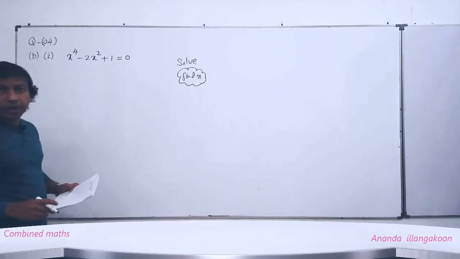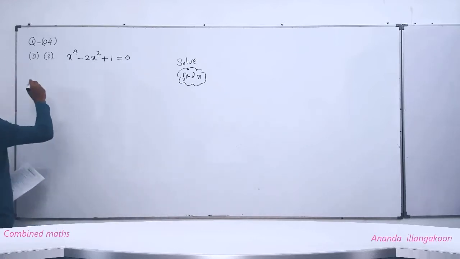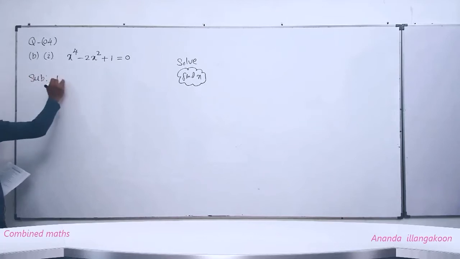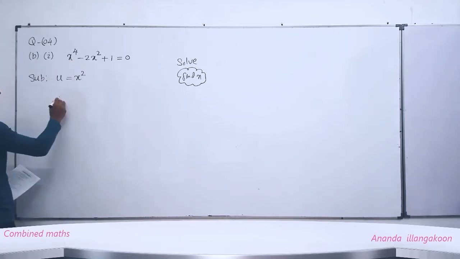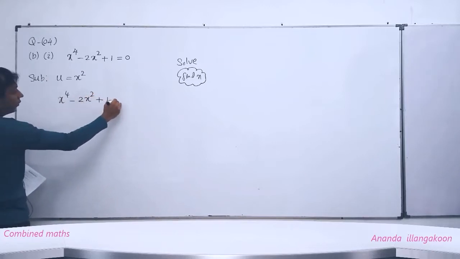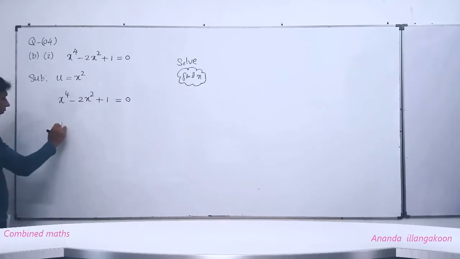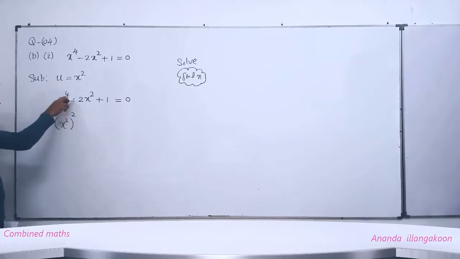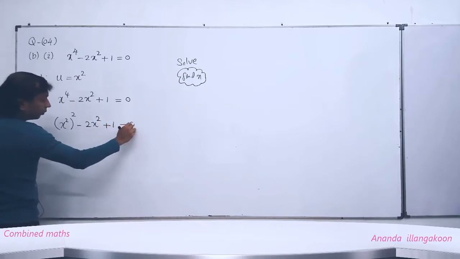To solve that, we are asked to take the substitution u equals x squared. Then I take this equation again, x to the power 4 minus 2x squared plus 1 equals 0. This x to the power 4 we can write as x squared to the power 2, because when you multiply the powers 2 and 2, we get 4. Minus 2x squared plus 1 equals 0.